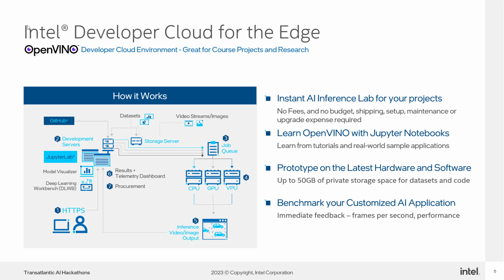Now, how do you develop and execute on the Dev Cloud? Well, you develop in your own 50 gigabytes of private storage space on the storage server, and then you execute to a job queue, and you can execute simultaneously to a number of different devices and compare the results. So you can execute to systems that have CPUs with integrated GPUs or just CPUs. You could execute to equipment that has VPUs, for example, and you're performing the inference on your video and your images. And then you can analyze the output and the results and the performance with the telemetry dashboard.